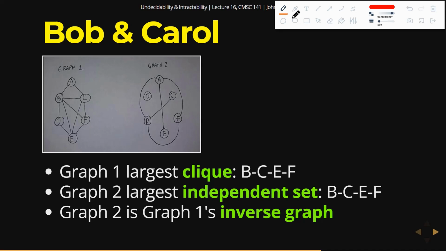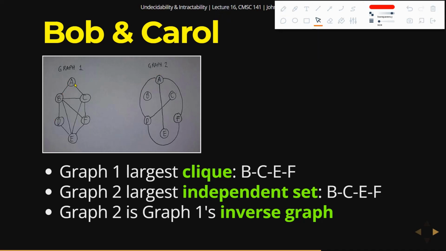Basically, if in graph 1, A and B are connected, in graph 2, A and B are not connected. Right? So there's no connection here because there is a connection here. And in here, A and D are not connected, right? There is no connection from A to D. And that's why here, they are connected. So basically, in an inverse graph, if two vertices are connected in the original graph, then they're not connected in the inverse graph, and vice versa. If they're not connected, they are connected. Does that make sense?